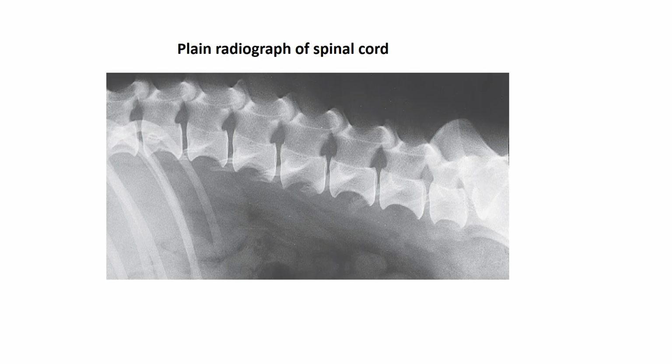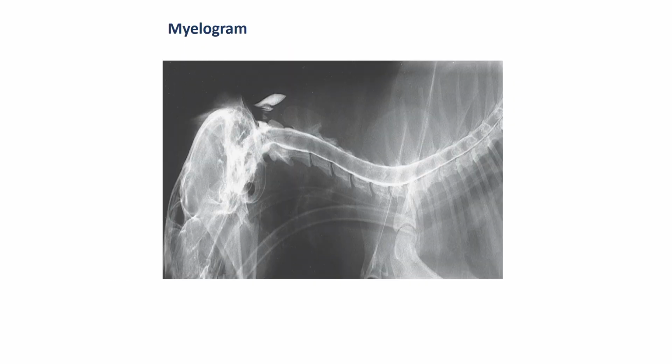So this is a lateral radiograph of a dog, this is a lumbar portion of the spinal cord, and this is a plain or survey radiograph. It is very difficult to appreciate the lining of the spinal cord, so myelography is required. Here this is a normal myelogram.